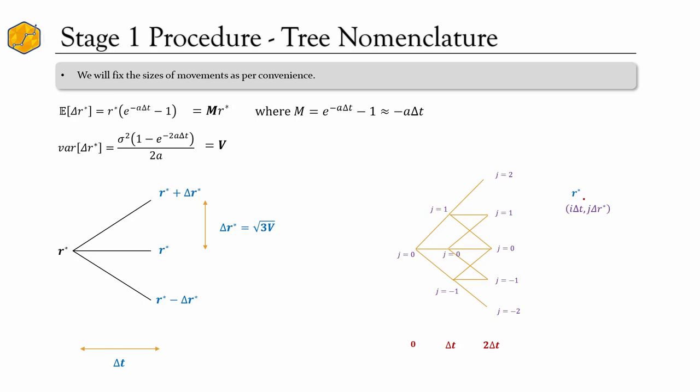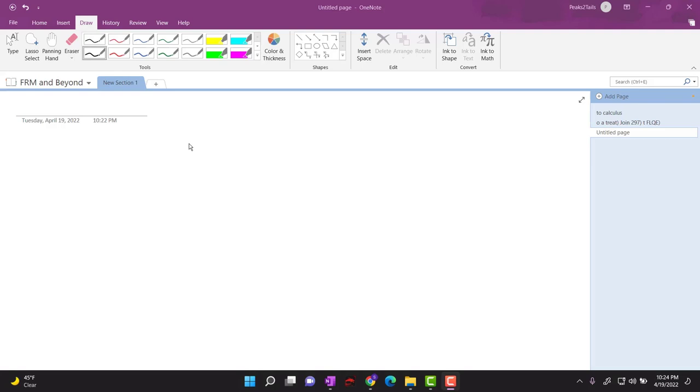All right, so now let me derive the theoretical expectation and variance for delta R star in a single time step, delta t. So let's derive the expectation and variance for delta R star. Okay, so this is the dynamics for R star. dR star is equal to minus a R star dt plus sigma dW.